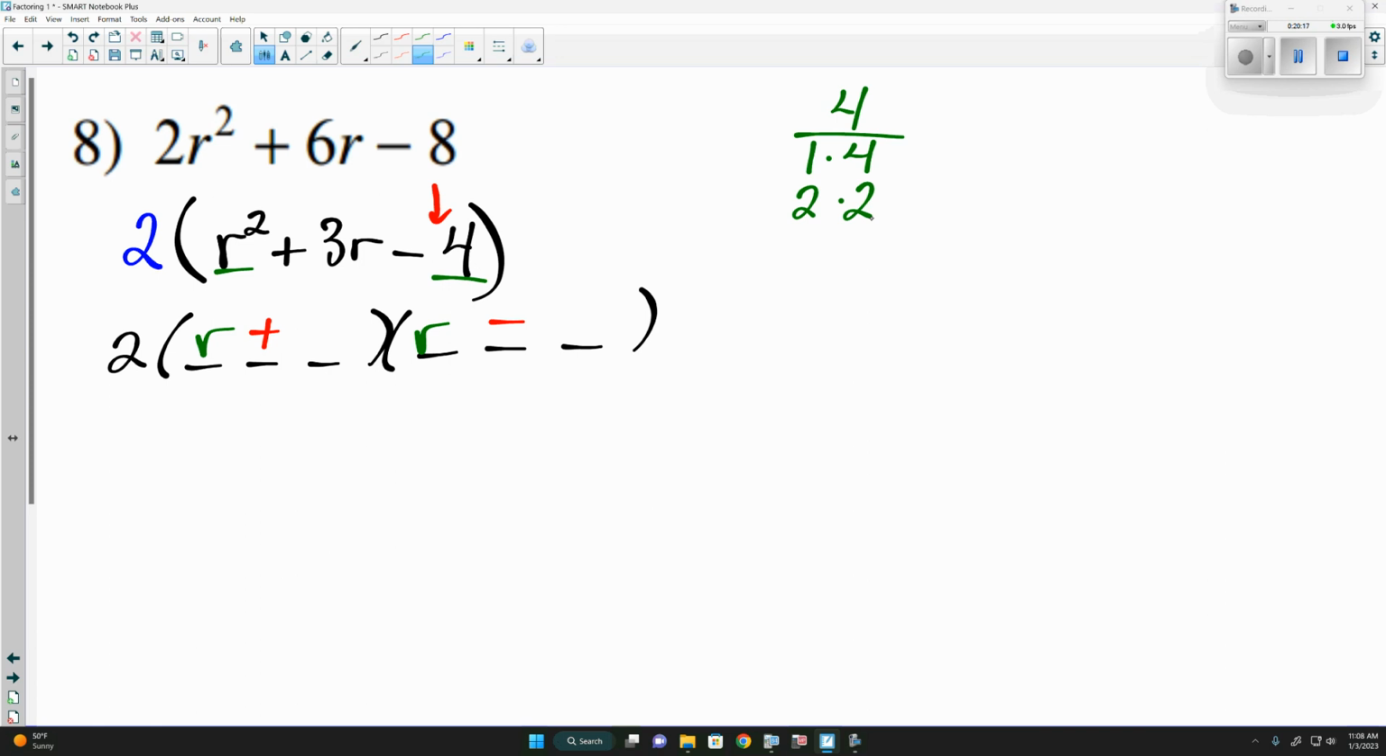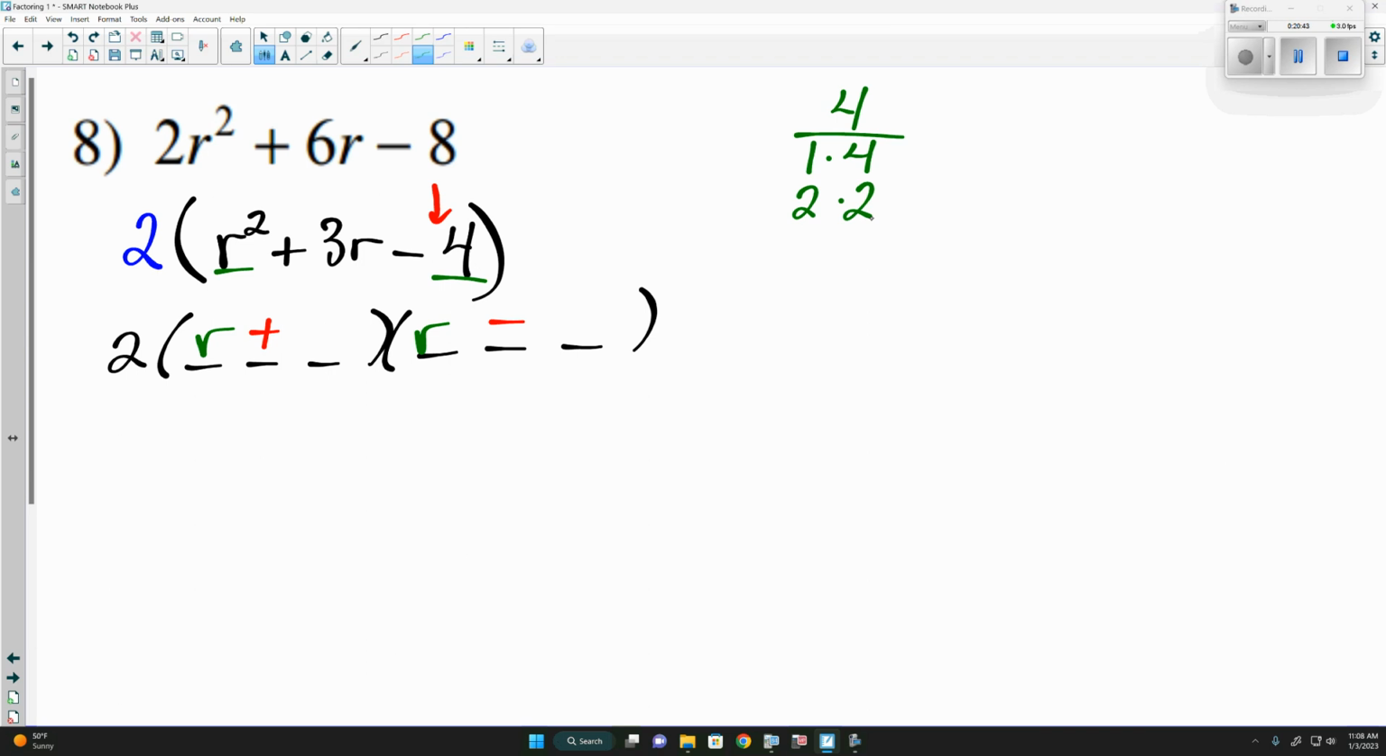Would 2 and 2 work for this here? Because what would that actually give us? Zero. Difference of perfect squares, r plus 2 and r minus 2. They're the exact same but with different signs in the middle, which is the difference of perfect squares. For those to work, it would have been r squared minus 4. So we're going to use 1 and 4.